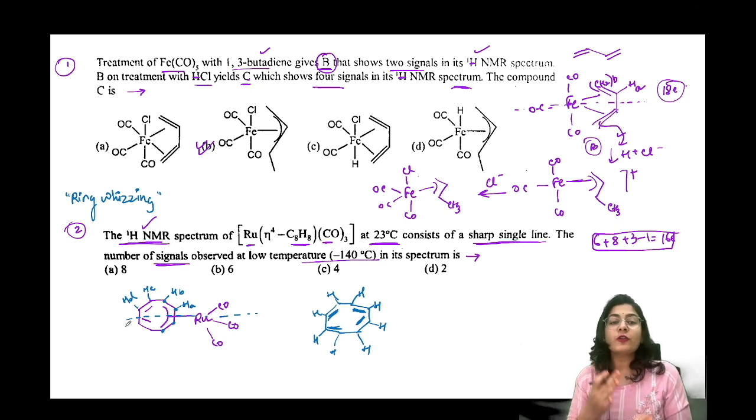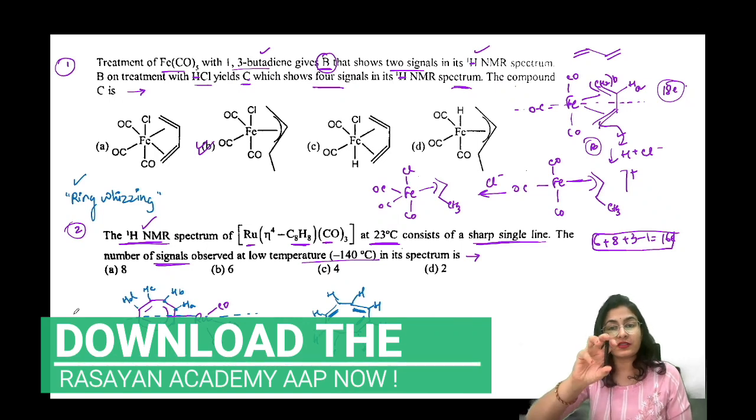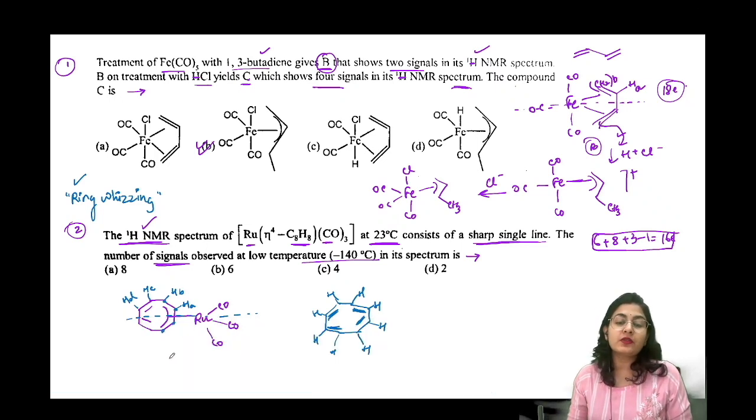But this does not happen at normal temperature. At room temperature ring whizzing takes place. It is constantly rotating around the 2 pi bonds. So which 2 pi bonds are connected, we cannot say. At room temperature, either these 2, then these 2, then these 2, then these 2, like that. That's why all the hydrogens become the same at room temperature.